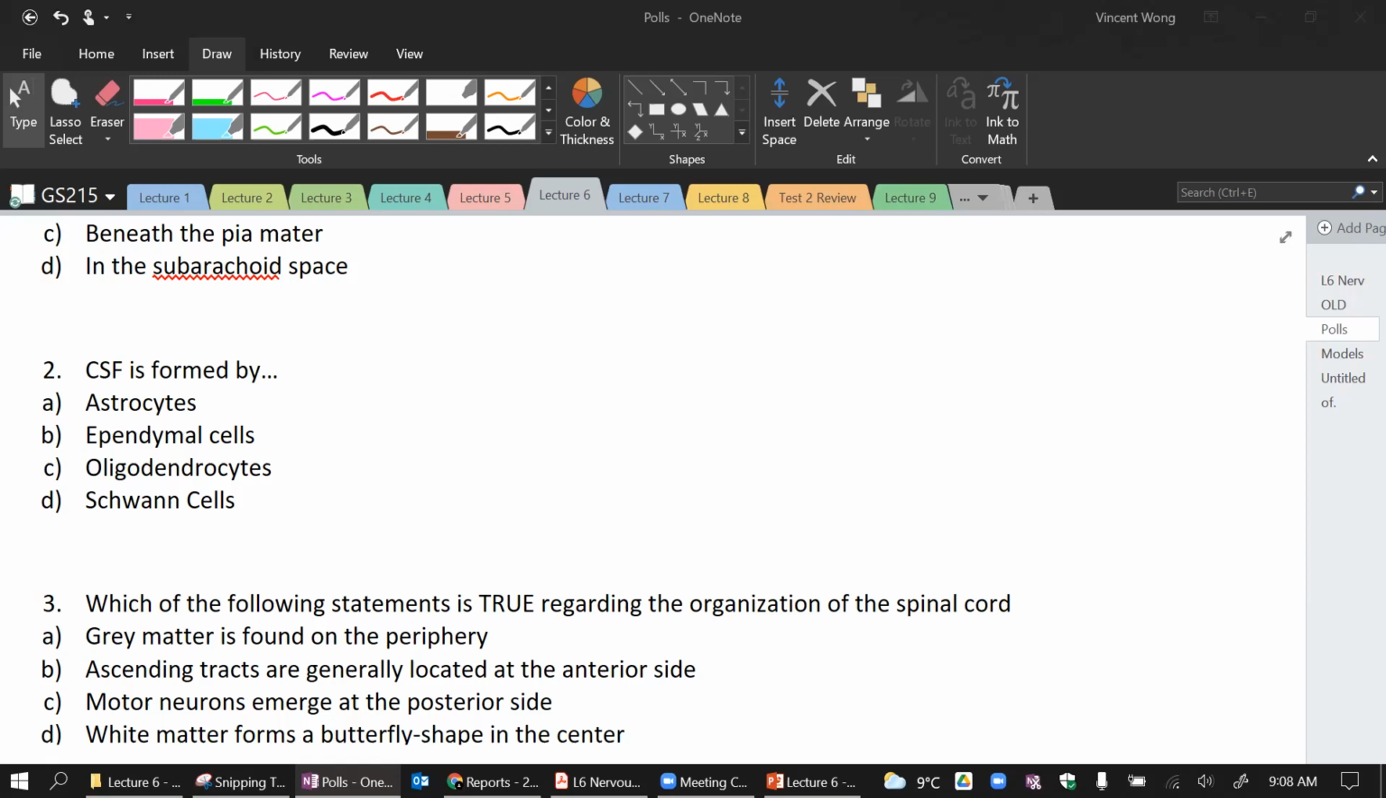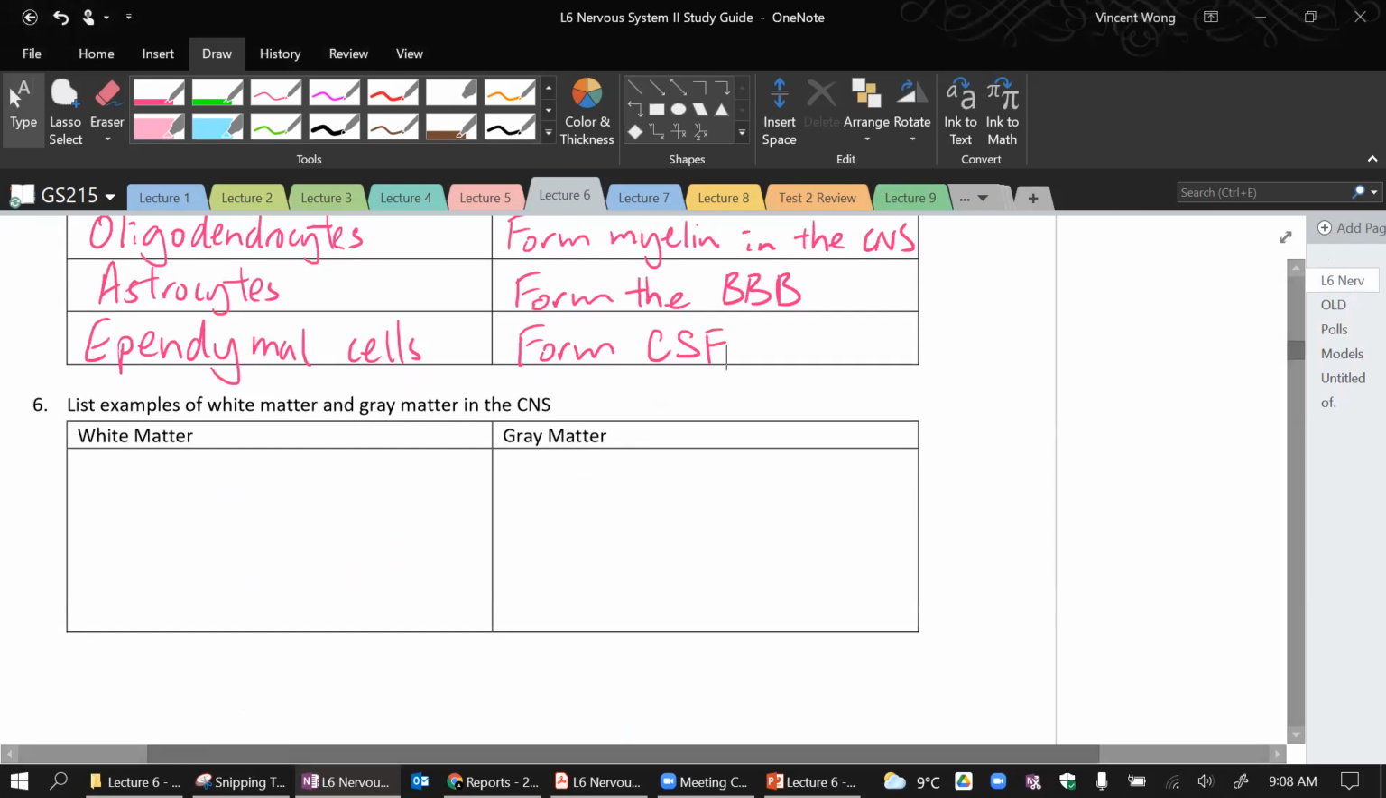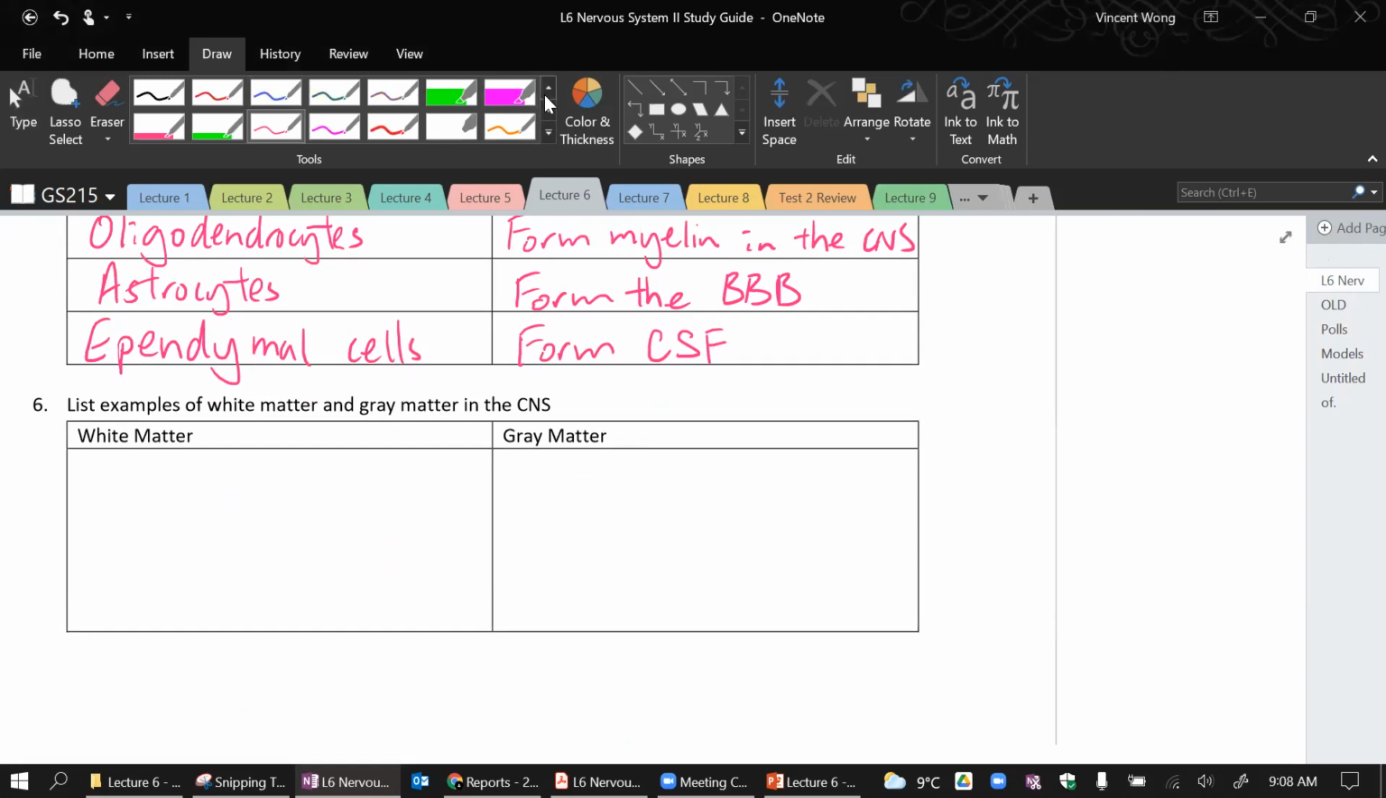The correct answer is the ependymal cells, right? Okay, we just put that in the chart. Okay, let's go back to this. Next question. List examples of white matter and gray matter.